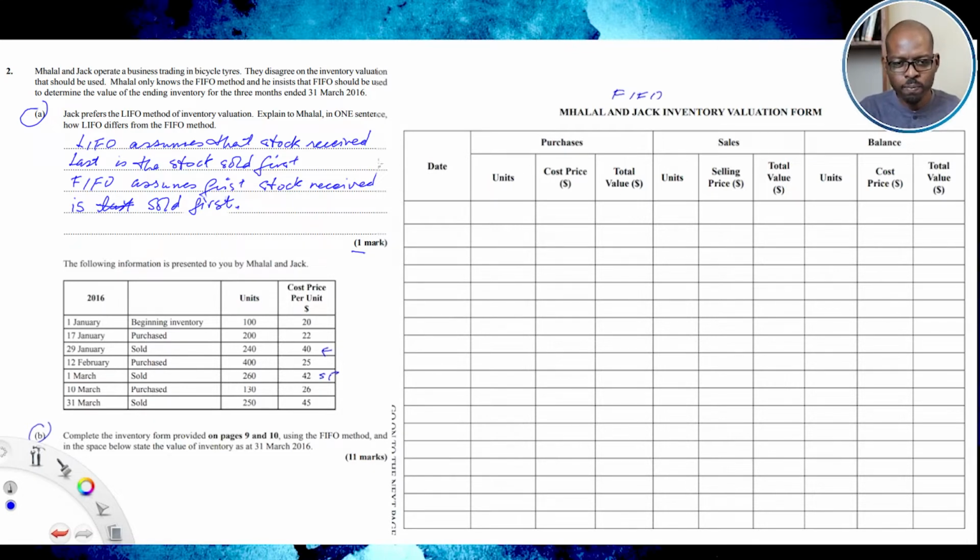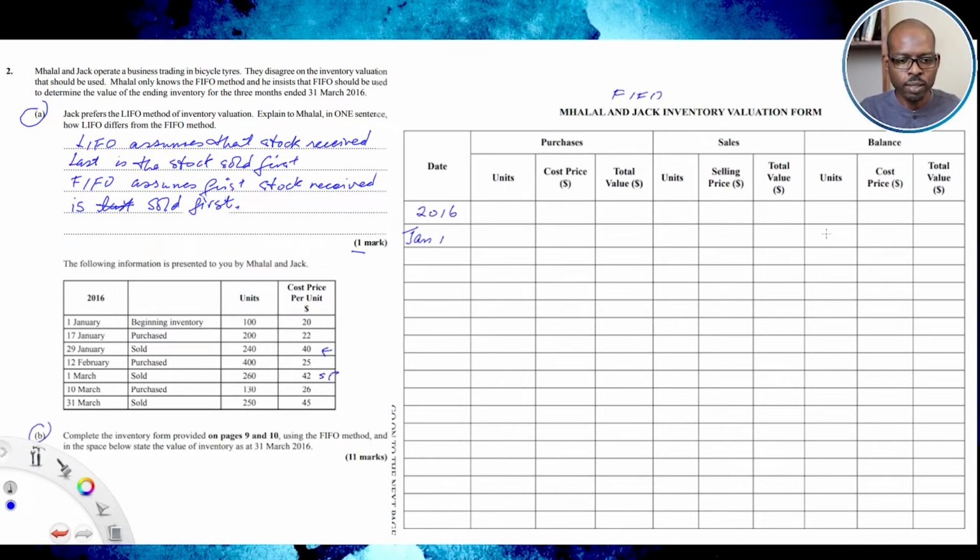So let's begin. The first thing that we do, remember the assumption is first in, first out. So whenever there is a sale, we reach for the stock that came in first. And that's how we do it. So let's go through this. We're in 2016. And January 1st is our first balance. This is not a purchase, so nothing goes here. The second sets of columns are sales. This is not a sale, so nothing goes on the sales. But this is a balance. It is our opening balance, beginning inventory.